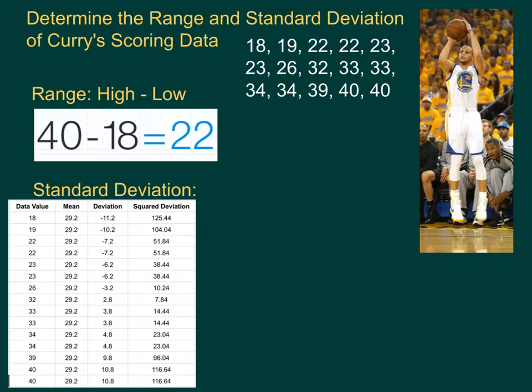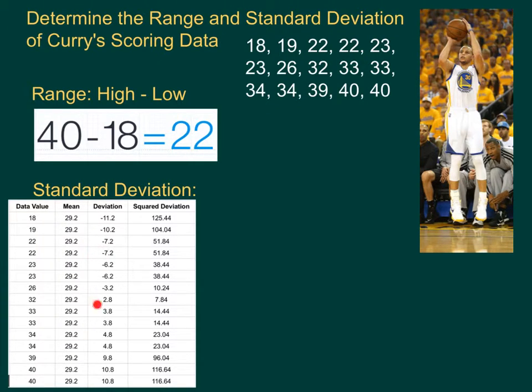Then I'm going to subtract the mean from each data value. Now this is something you can use a calculator or a spreadsheet for, and you'll notice that I start with large negative deviations. They become smaller and eventually become positive deviations, getting larger. That's because the 18 is 11.2 points below the mean, and 26 is only 3.2 points below the mean. Once we get to the 32-point game, everything else ends up becoming above the mean, culminating in 40-point games that are 10.8 points above the mean.